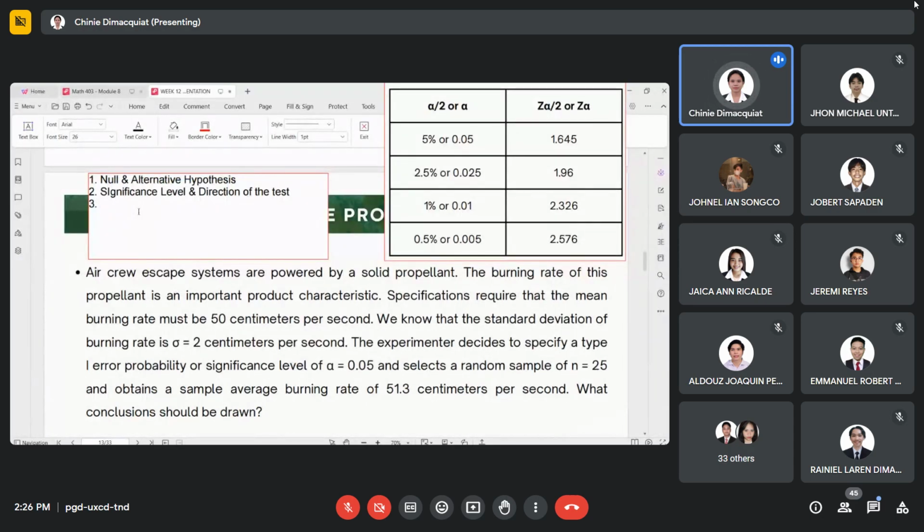Pangatlo, statistical test. So ito yung formula na gagamitin nyo. Ito ba ay z-test, t-test, or chi-square test? Since ito naman ay under, nung una, test on the mean variance na, so z-test, ano ang ating magiging formula dito kay third step. So pang-apat, decision rule.